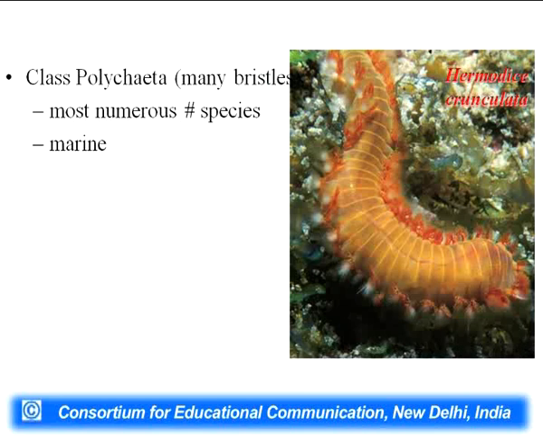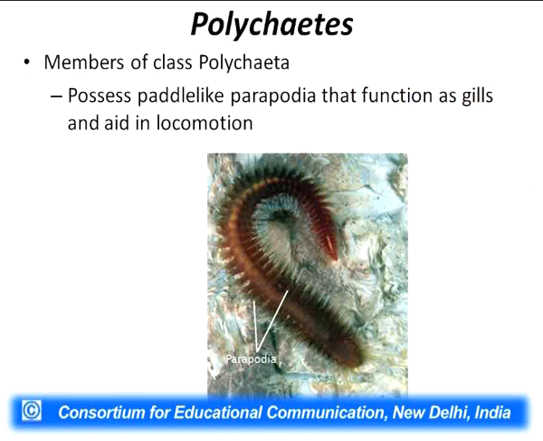So, the literal meaning: poly means many and chaeta means the bristles. So, it means the polychaete's body is covered over by a number of bristles. This is in contrast with the oligochaetes where only few bristles are present, but the polychaetes have got a number of bristles on their body.